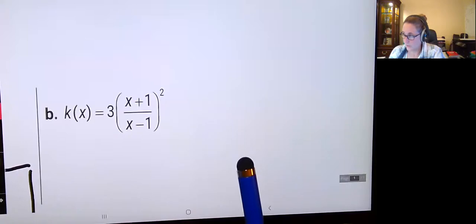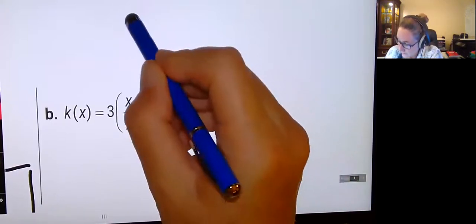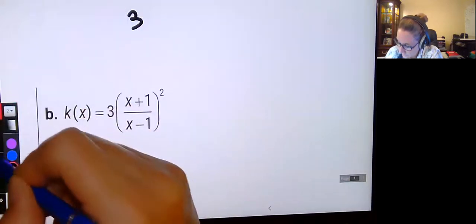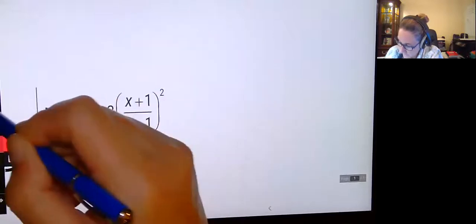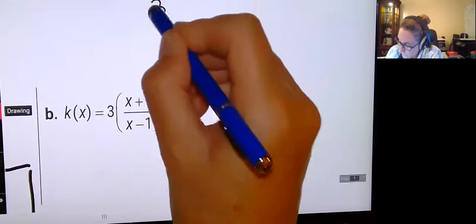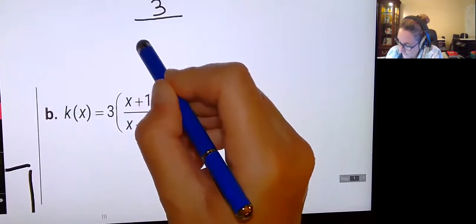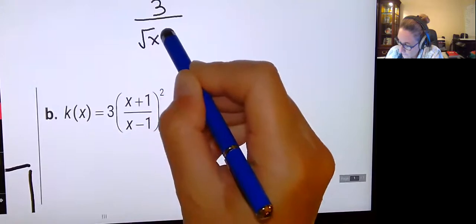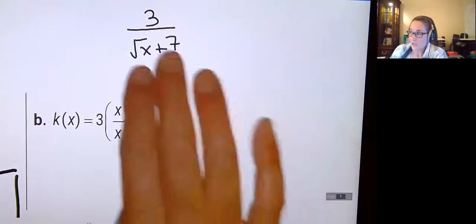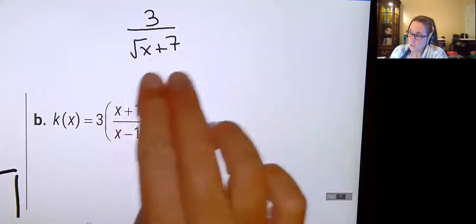because we're going to end up having a square root in the denominator here. And so if you have something like this, let's say you have 3 over the square root of x plus 7, something like this. We do not like having a square root on bottom. So we want to rationalize this.